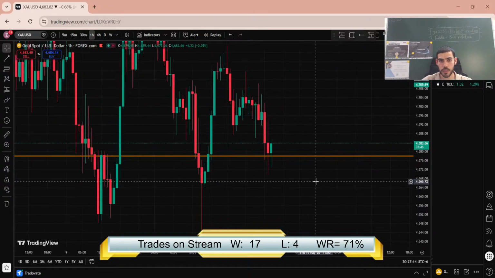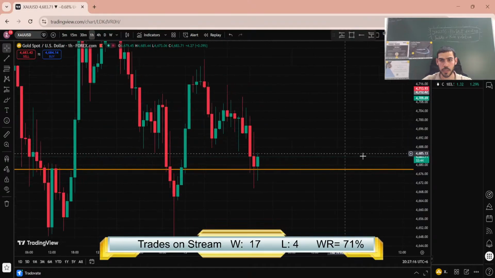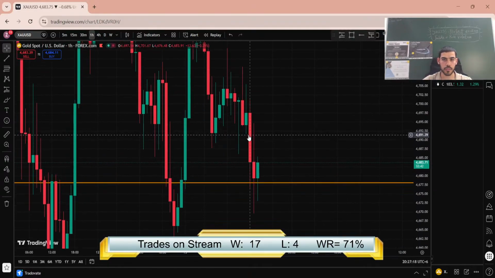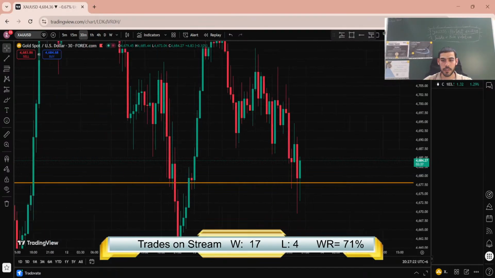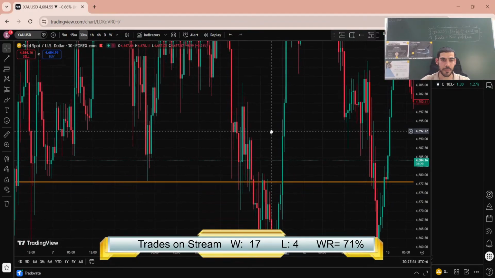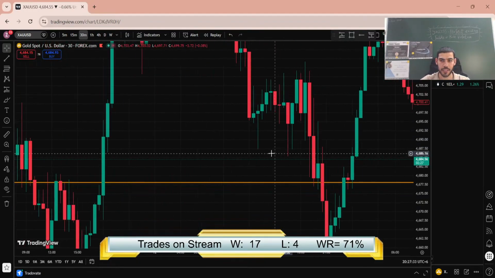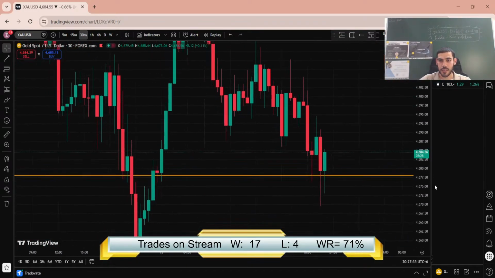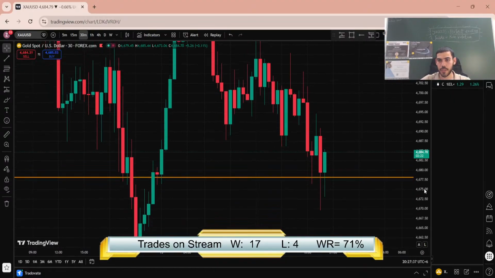Yep, on the 1 hour here there is not much structure. We can see there was a nice breakout over there, I think an impulse entry. I guess our friends took it in the Telegram group, which was an amazing trade. Amazing.